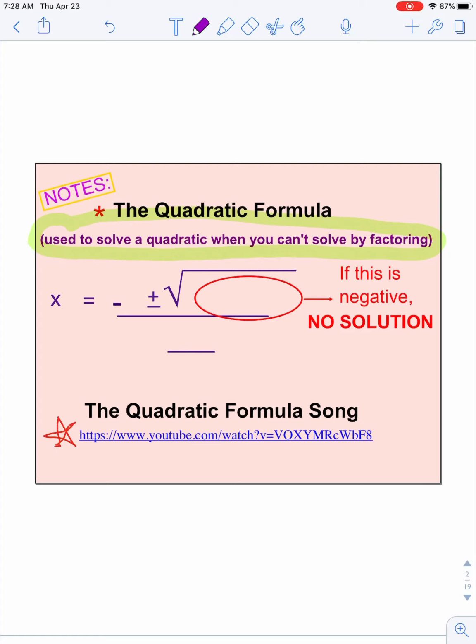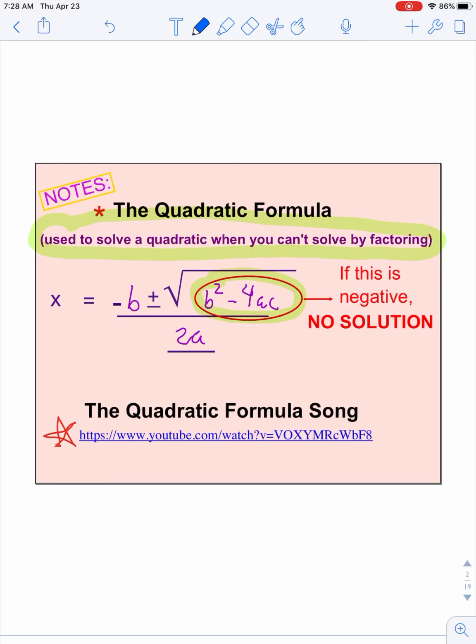So x equals negative b plus or minus the square root of b squared minus 4ac, all over 2a. So that is the quadratic formula, and again, it's used to solve when you can't factor it. Now, here's a trick, a thing to watch out for. If you calculate b squared minus 4ac and it turns out to be negative, that's when there's no solution.